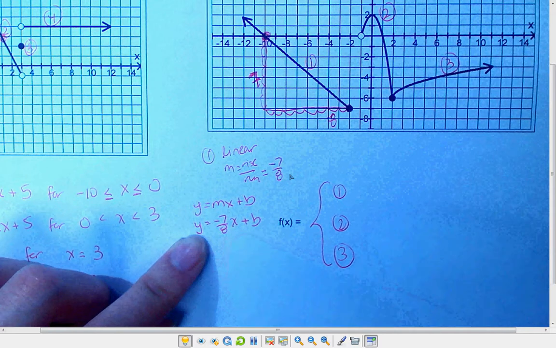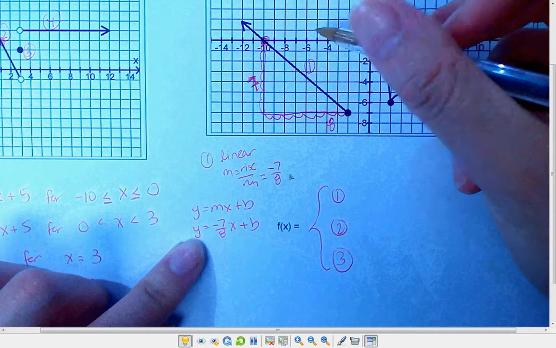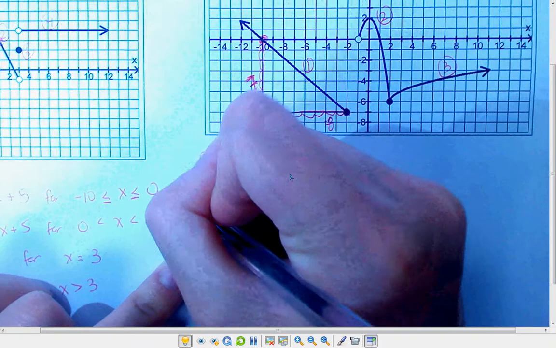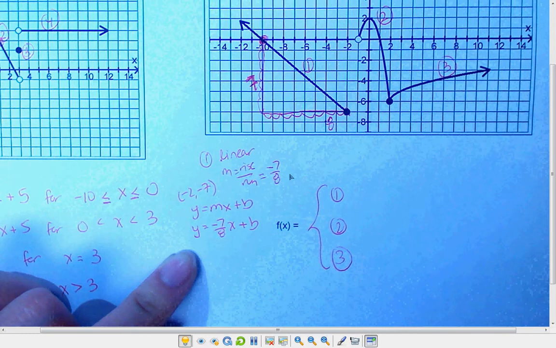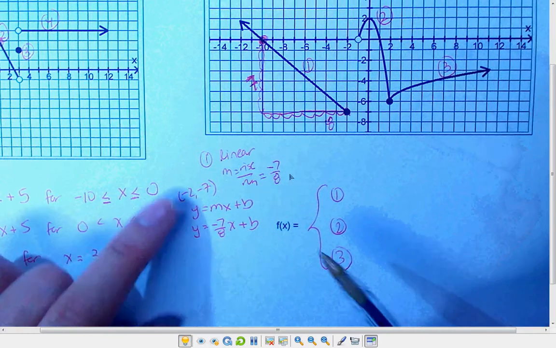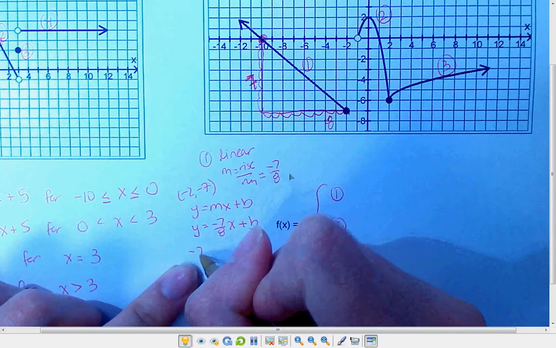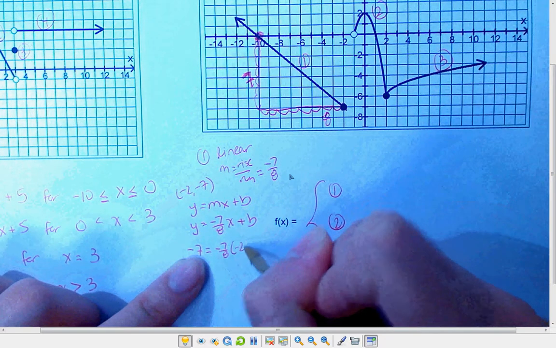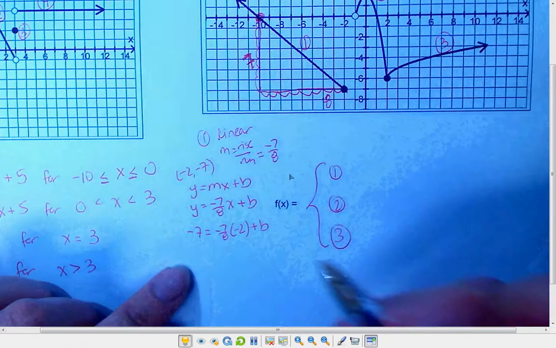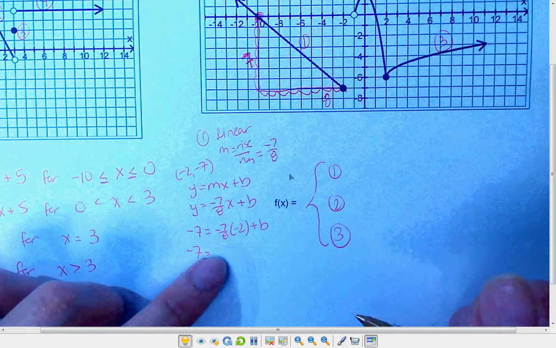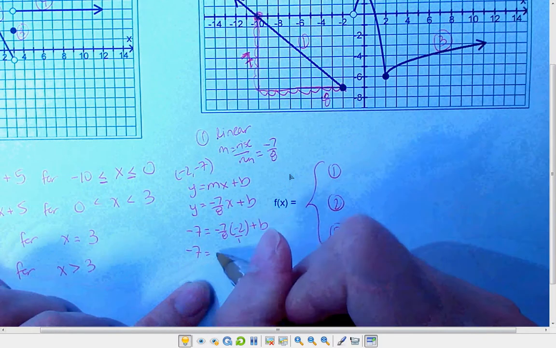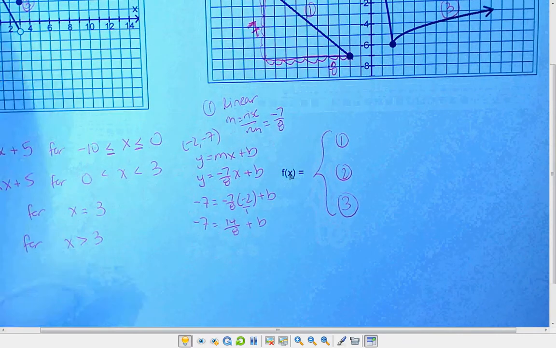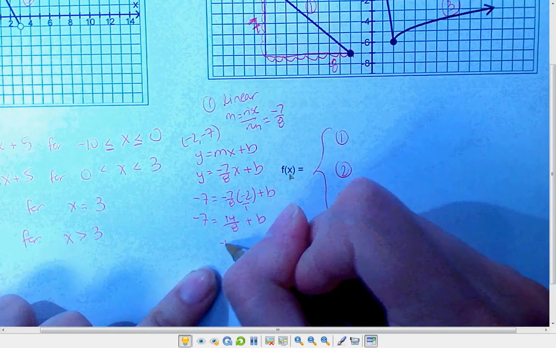So let's just pick a point. We can pick this point right here, negative 2, comma, negative 7. And this will work for any point on the graph. So negative 2, negative 7, this is what we're going to plug into our x and our y. So our y value is negative 7, our x value is negative 2. And so we have negative 7 equals, multiply across. This is the same thing as negative 2 over 1. So this is positive 14 over 8 plus b. And to solve for b now, we're just going to subtract 14 over 8 from both sides.